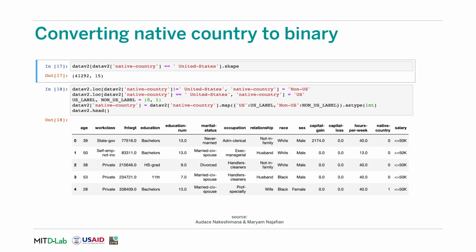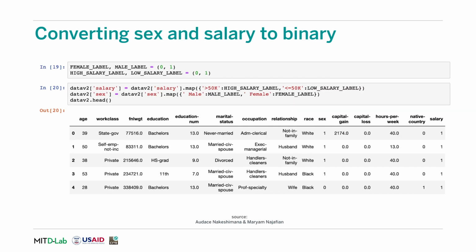In this example, we decided to assign a binary label to individuals who come from the United States and another binary label to individuals who come from outside of the United States. We apply the same transformation to the sex and salary attributes, since each one of these attributes has 2 possible values in the dataset, therefore making binary representation appropriate.